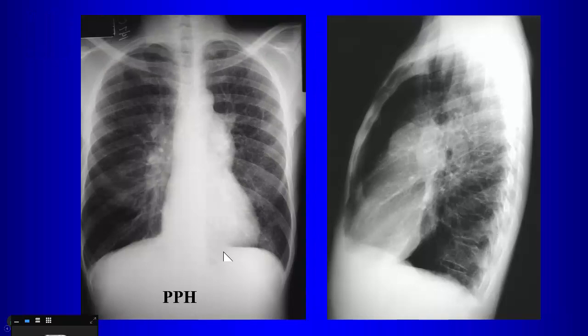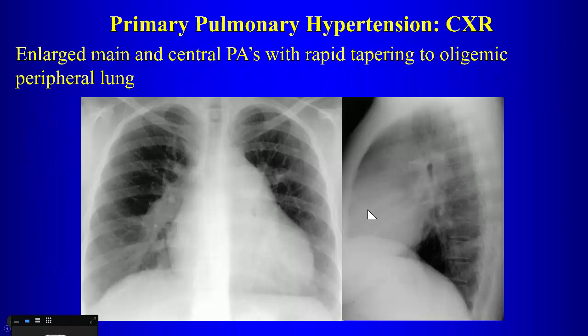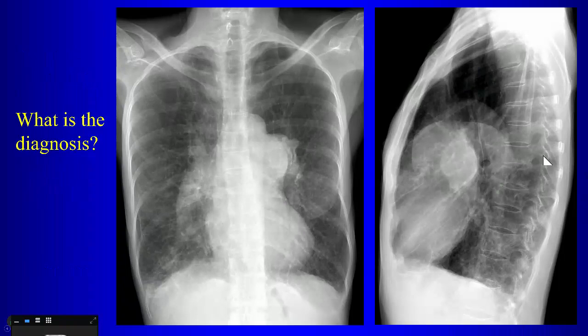Idiopathic pulmonary hypertension is a diagnosis of exclusion. On the chest radiograph, it can look like any other cause of pulmonary hypertension, so you have to rule out everything else before you give the patient a diagnosis of idiopathic or primary pulmonary hypertension. It usually affects young females, with progressive shortness of breath. There is some association with Raynaud's, but it is a diagnosis of exclusion, and the dilated central pulmonary arteries look like all the other causes of pulmonary hypertension. So this patient also has massive enlargement of the central pulmonary arteries.